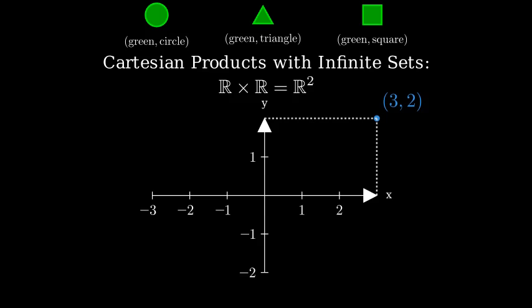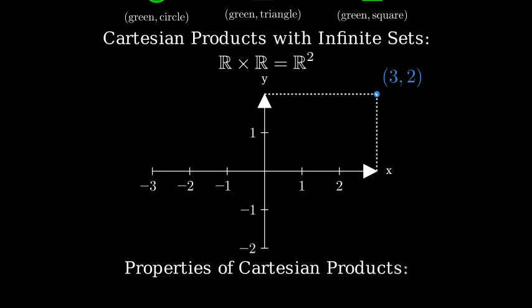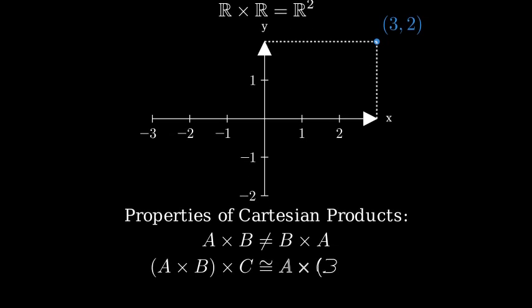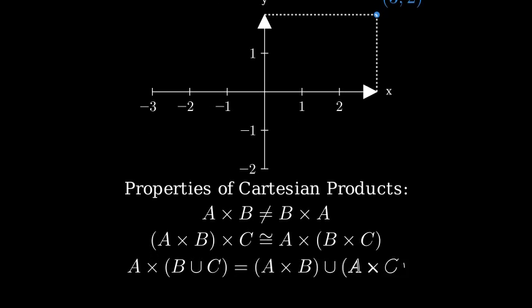The Cartesian product has several important properties. First, as we've seen, it is generally non-commutative, meaning A cross B is not equal to B cross A. Second, it's associative up to bijection, which means (A cross B) cross C is equivalent to A cross (B cross C). Third, it distributes over union. This means A cross (B union C) equals (A cross B) union (A cross C).